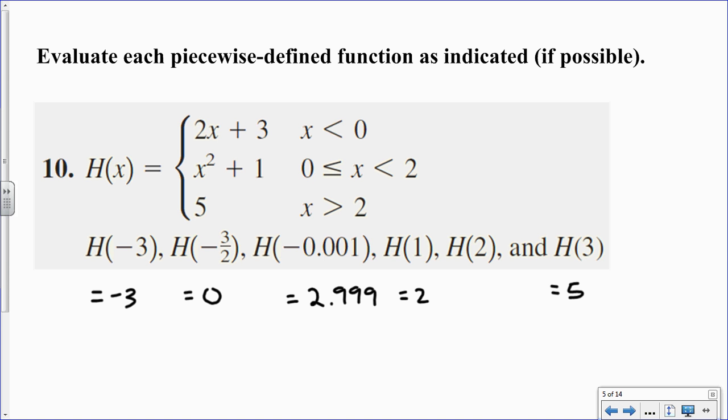Where would we put that? It doesn't have a place, right? We can't evaluate H of 2, because here it's less than, here it's greater. There's no place where it's equal to 2. Yeah, you can write no solution, it's fine. Questions about, yes. Right, yep. Open circles at 2.